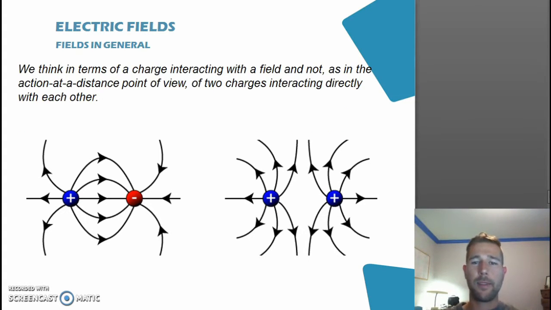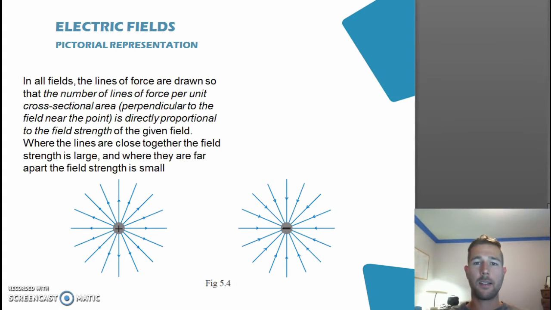Right, so when we think about action at a distance, we're talking about interaction between two particles, but in the case of electric fields, we're talking about the fields themselves interacting rather than the particles. So now I'd like to cover how to draw electric fields. Right, so in all fields, the lines of force are drawn so that the number of lines in a certain area is directly proportional to the strength of the field.